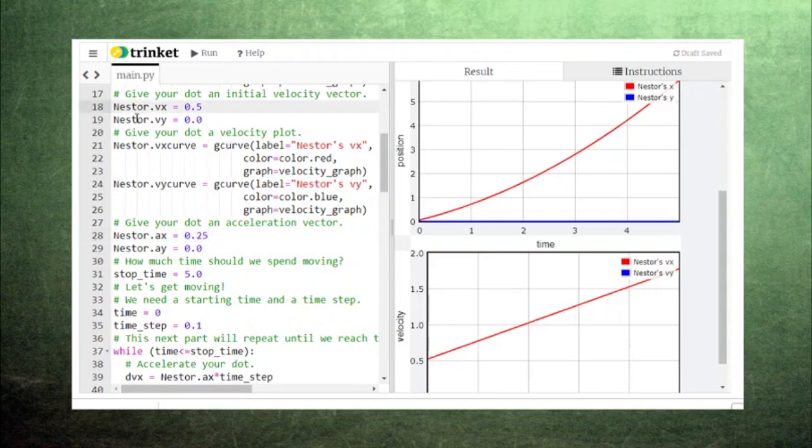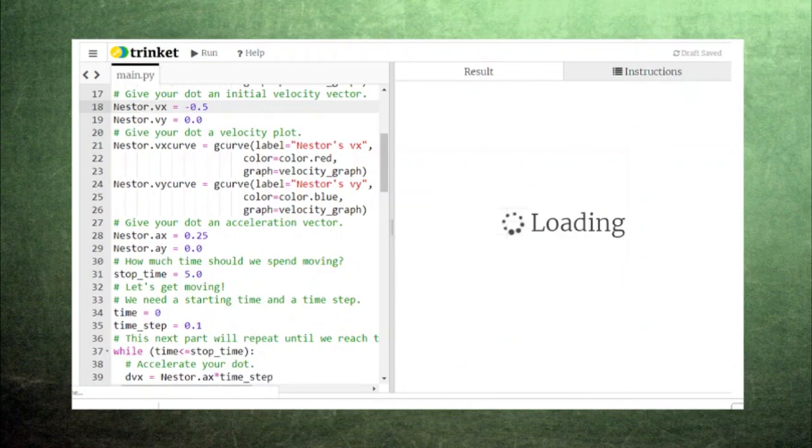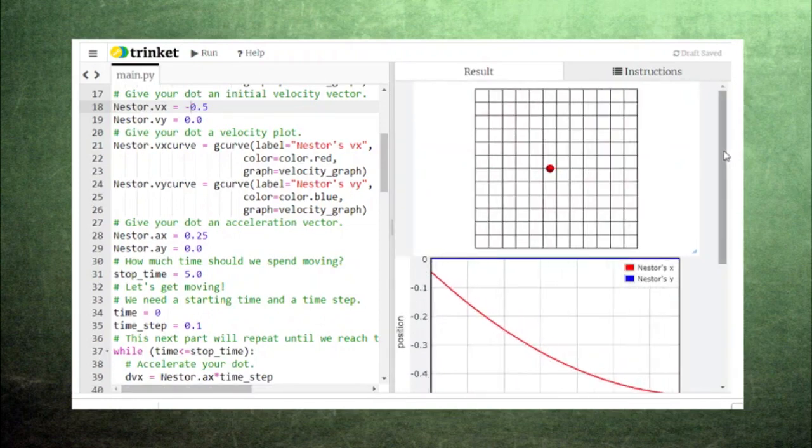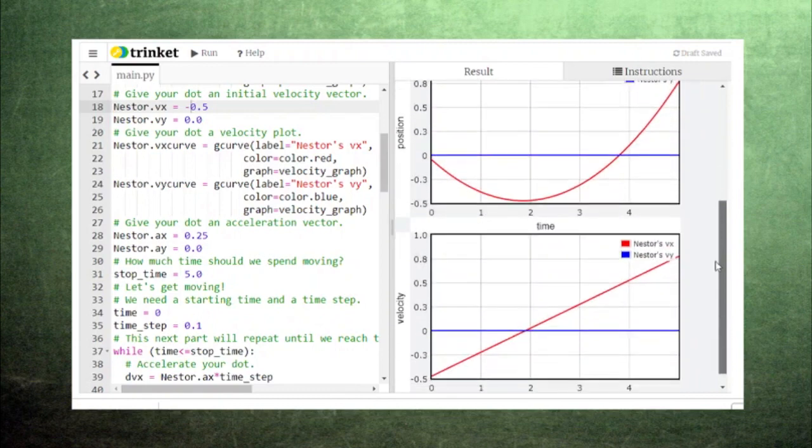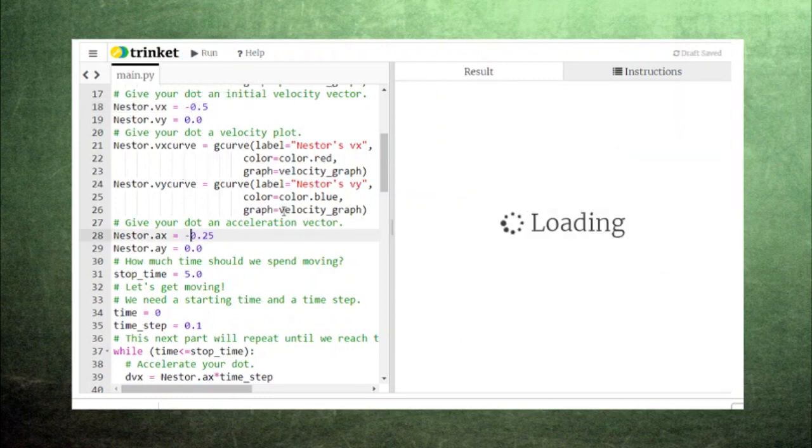If we make Nestor's velocity negative, we see very different behavior. Nestor begins by moving to the left, but then turns around. This turnaround creates a minimum in Nestor's position curve, and we can clearly see a parabola. Meanwhile, Nestor's velocity curve shows that his velocity is steadily increasing, with Nestor's velocity passing through zero exactly when he turns around. Now let's change Nestor's acceleration to a negative number.